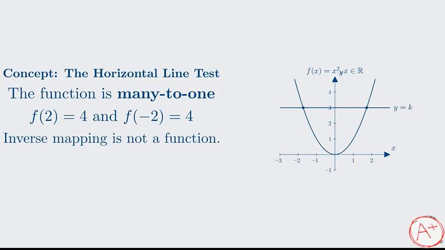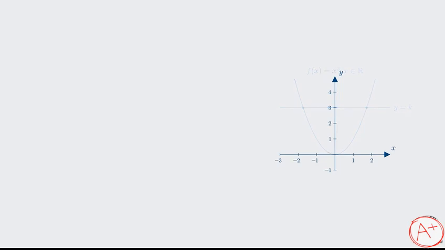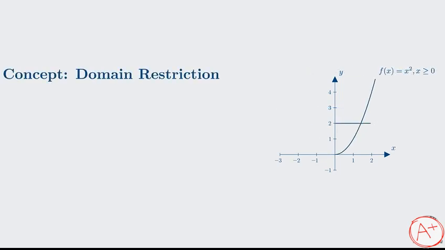for this domain. However, we can make it invertible by restricting the domain. If we only consider x values greater than or equal to 0, the function becomes one-to-one. Now, any horizontal line hits the graph at most once, and the function is injective.